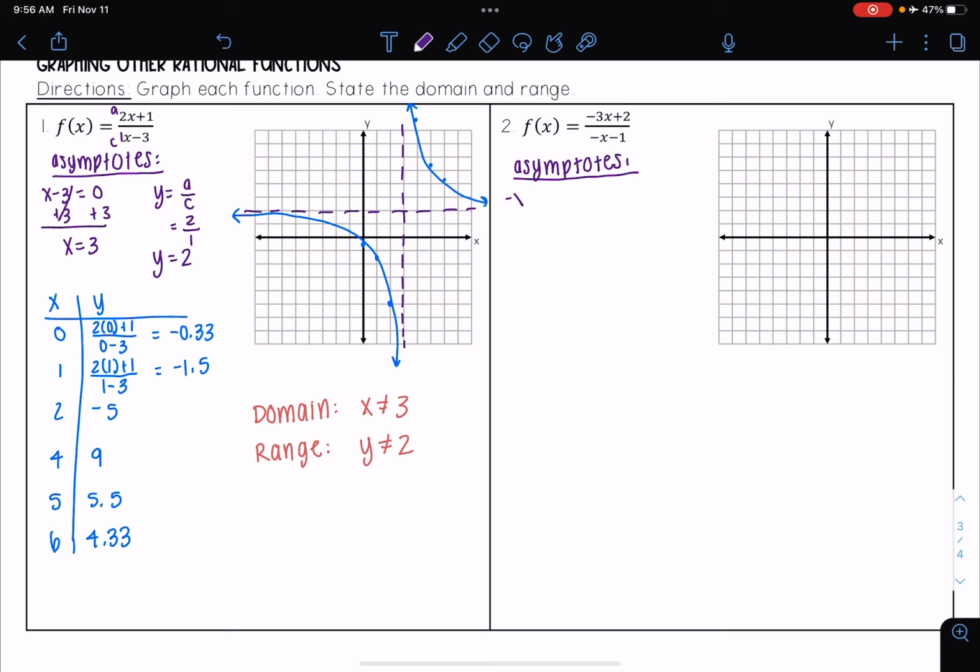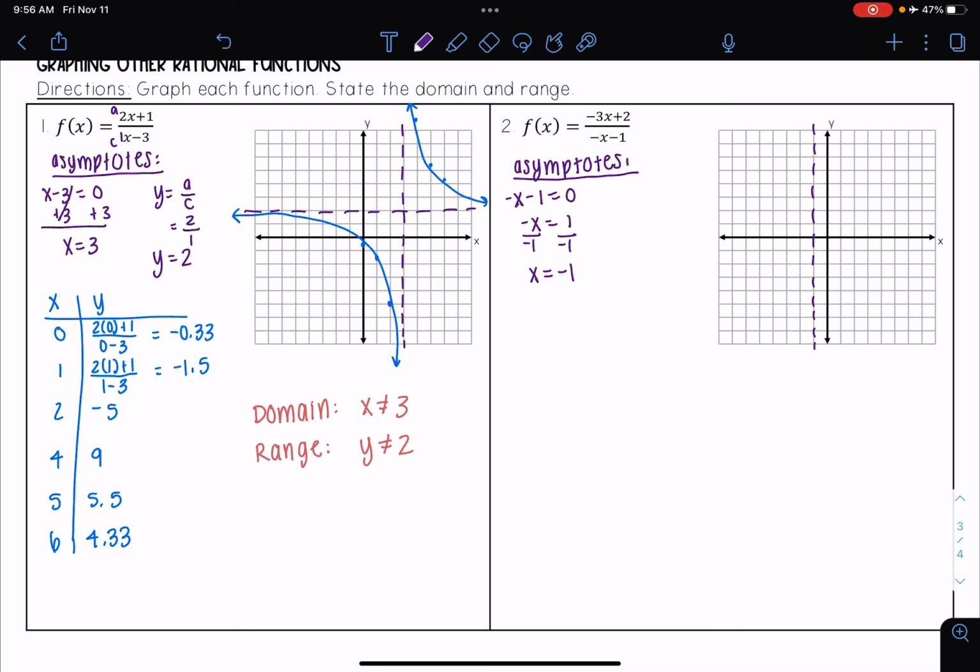So I have negative x minus 1 is equal to 0. I can add 1 to the other side, and I get negative x is equal to 1. And then to get rid of that negative, I need to divide both sides by negative 1, and I get that x is equal to negative 1. And so graphing that, it's going to be a vertical line through x equals negative 1.